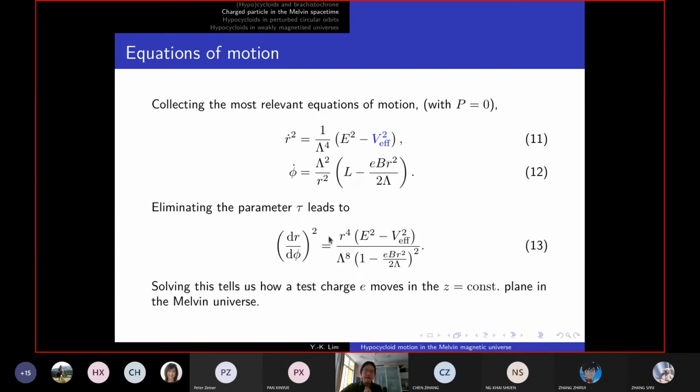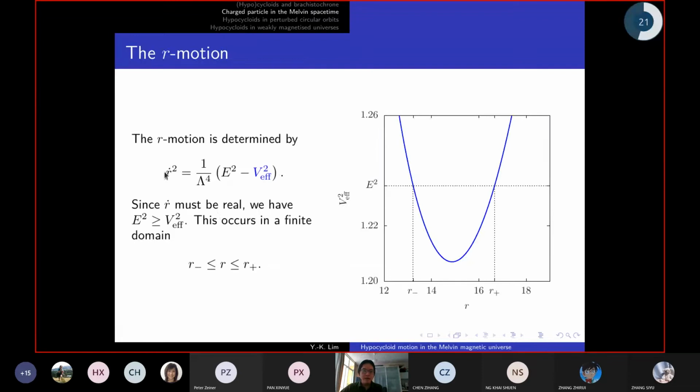So let us begin analyzing some general behaviors of the solution. Let us look at the R motion first. The R motion, as I said, is kind of like the potential energy equation. Total energy minus potential is something like kinetic energy, up to some prefactors. This will tell us the range of movement of the particle, because this is R dot squared, so R dot must be a real number.